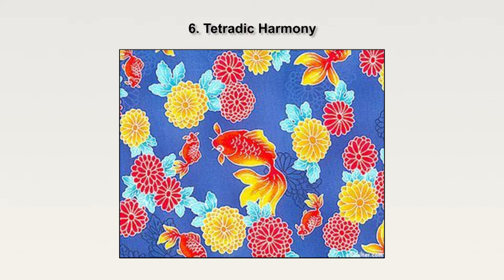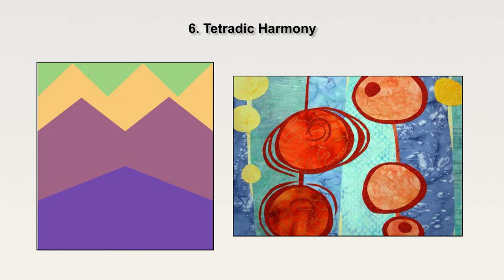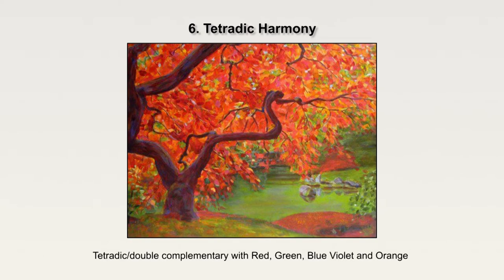The print here is an example of a tetradic color scheme. Please have a look at a few more examples of tetradic color schemes. This image shows tetradic or double complementary color scheme with red, green, blue, violet, and orange.